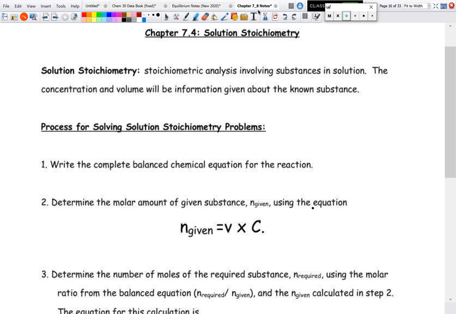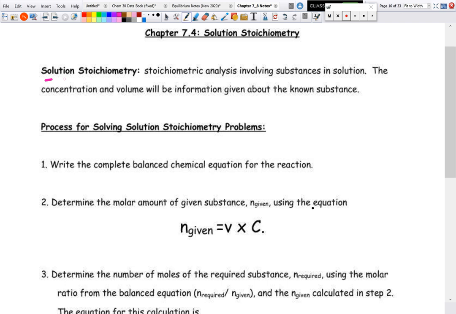Alright, welcome back. So today we're going to be looking at solution stoichiometry and kind of ending off the different types of stoichiometry that we can possibly get questions for. So you will notice that it's going to be very similar to the other ones that we've done so far. The only difference is right now we are going to be dealing with stuff in solution. So that's where our concentration equations are going to come in.